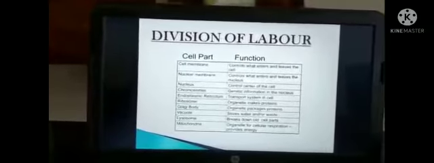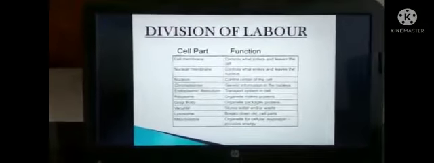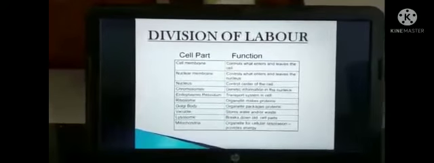Lysosomes, it protects the cell from the external environment, and mitochondria, it is the site of cellular respiration and for the production of energy.